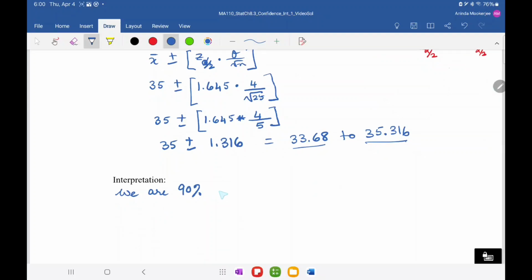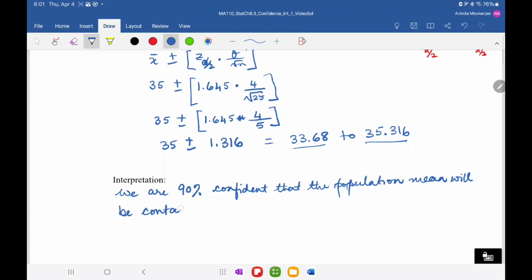We are 90% confident that the population mean will be contained within the interval of 33.68 to 35.316, right?